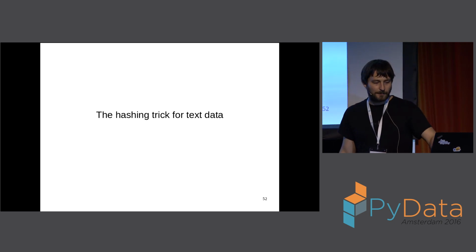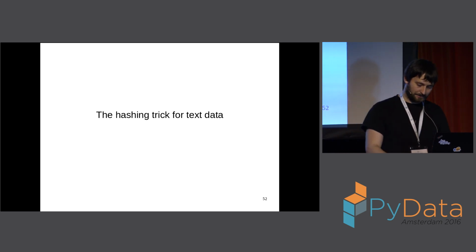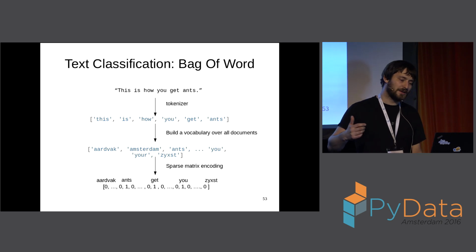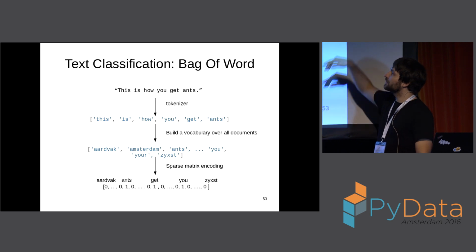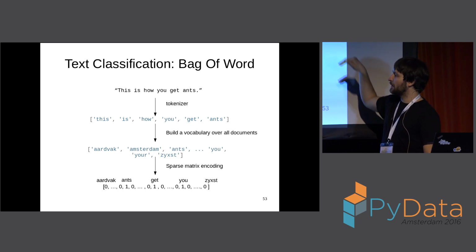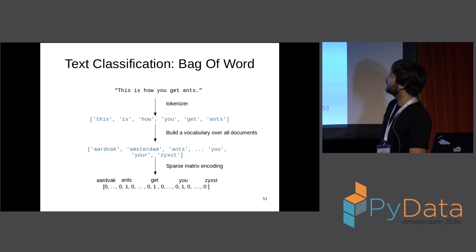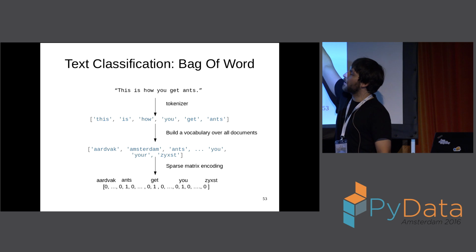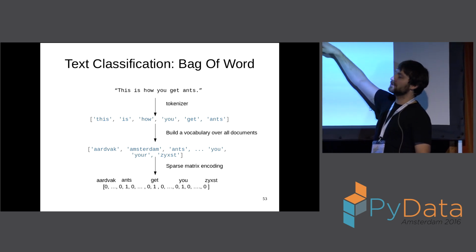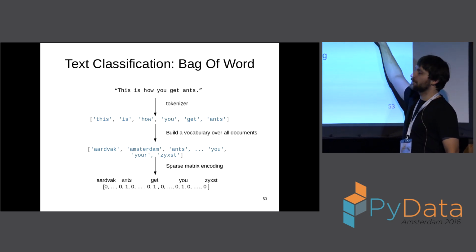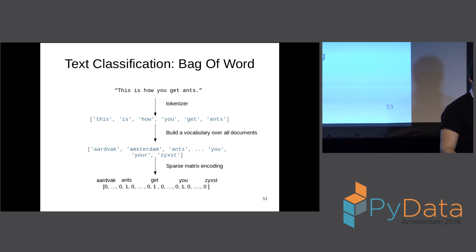One thing that's also very helpful for working with large text data sets is the hashing trick. Before, we talked about text classification using bag of words. If you remember, you get your string, you tokenize it, you build a vocabulary, you do sparse matrix encoding using the vocabulary. If you want to do out-of-core learning, this part is a problem. For example, if you have streaming data, you can't go over the data set to build a vocabulary. And if you do out-of-core learning, maybe the vocabulary is so large that you can't store it in memory.